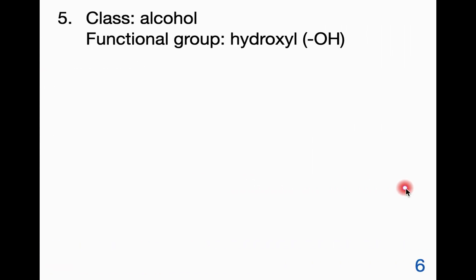5. Alcohols. Alcohols have the functional group hydroxyl, OH. Now we don't draw the bond to the hydrogen, but it's there. So hydrogen and oxygen are covalently bonded.